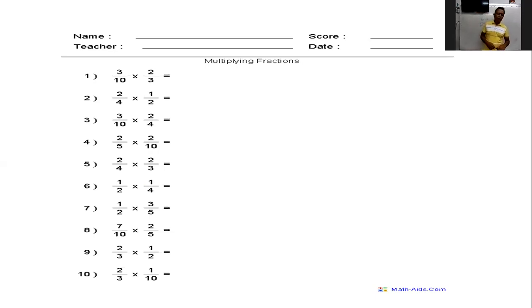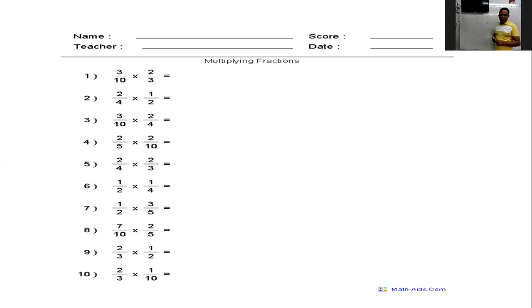Number 1 is what? The problem is 3 over 10 times 2 over 3. Okay, let me write the answers from 1 to 10 on the board. Can you see this? Can you see it in your screen? I hope you still can see it clearly.